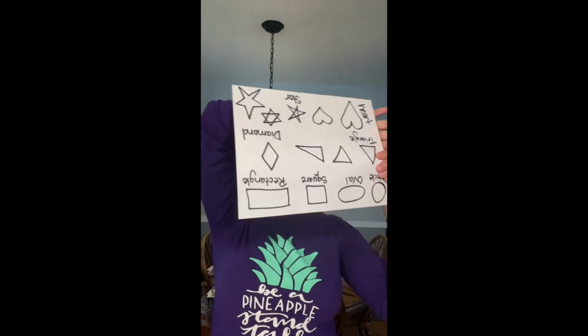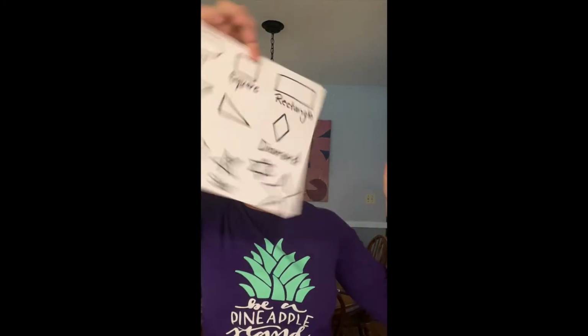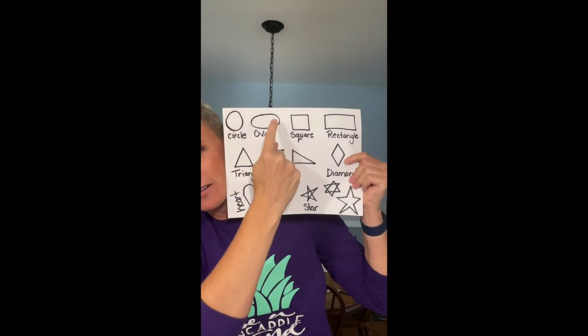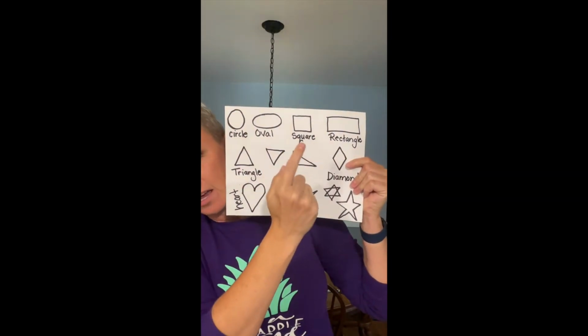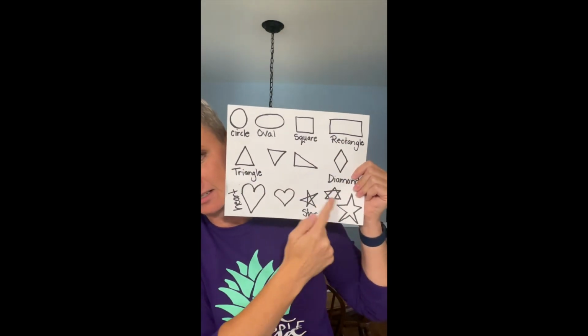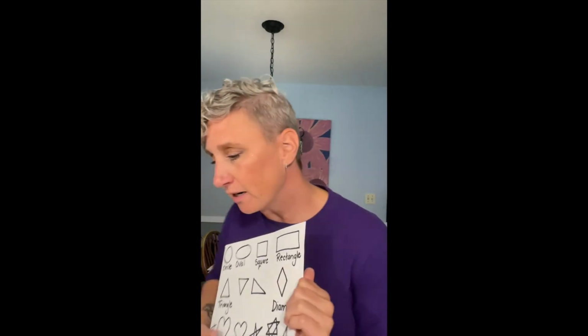And we also learned about shapes. Can't find my shape pictures. Oh, there it is. We learned, am I making you dizzy yet? About circles, ovals, squares, triangles, rectangles, diamonds, stars, and hearts. And we're going to use all those to make things that repeat.